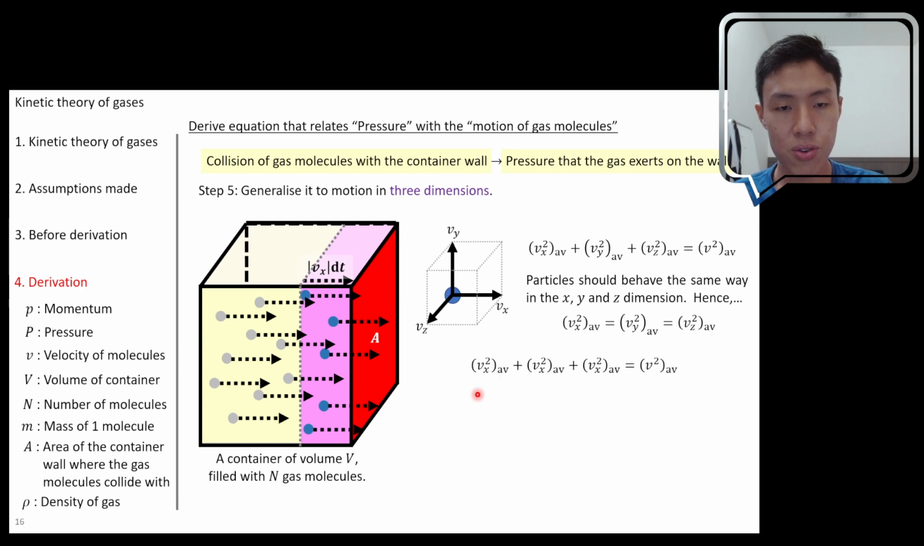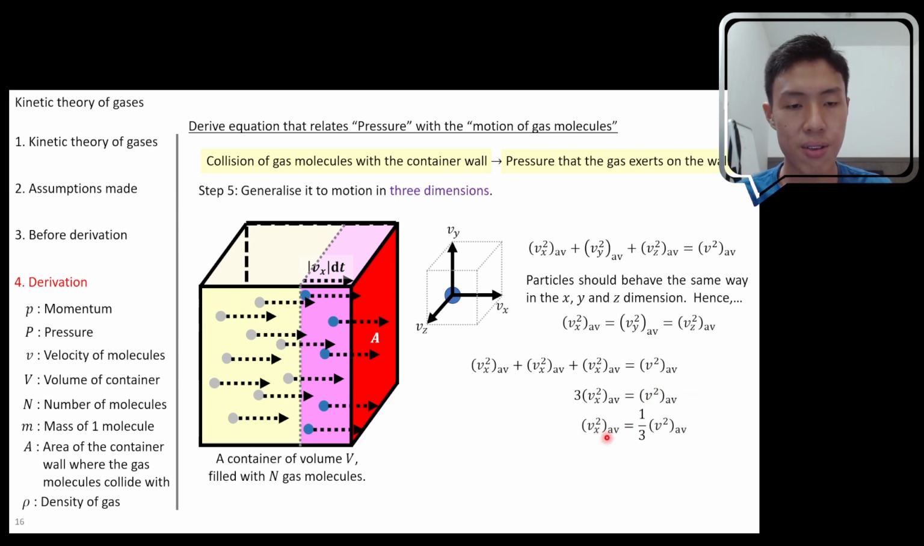Okay, so now you can see that they are all the same, so I can change it to become 3 times Vx squared average is equal to V squared average. So now what can I do? I can say Vx squared average is 1 over 3 V squared average. Why do I do that? Because by doing so, I'm able to change something which is focusing on the x component. I'm able to generalize it into 3 dimensions by considering that all 3 dimensions are equally probable to move, and they should get the same squared average.